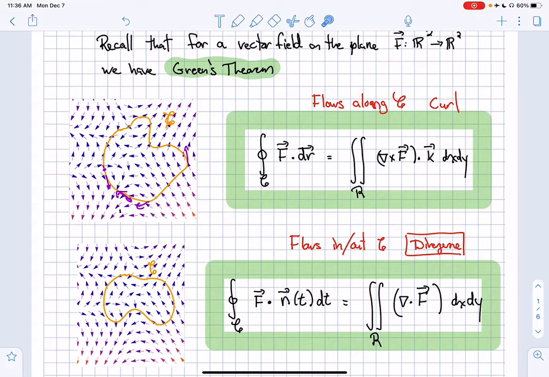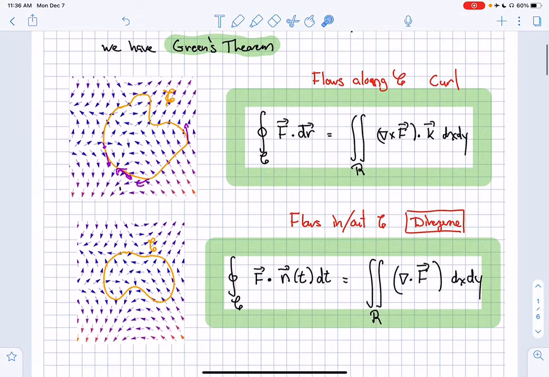And Green's theorem tells you that this is the same as summing all the curl of the vector field inside the region. The curl captures the infinitesimal whirls of the vector field, and once you sum up all these whirls, what you pick up is the contribution at the boundary.